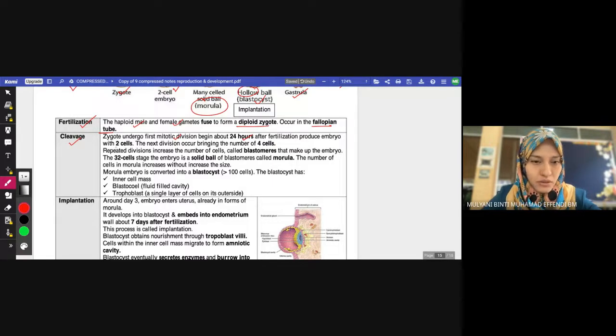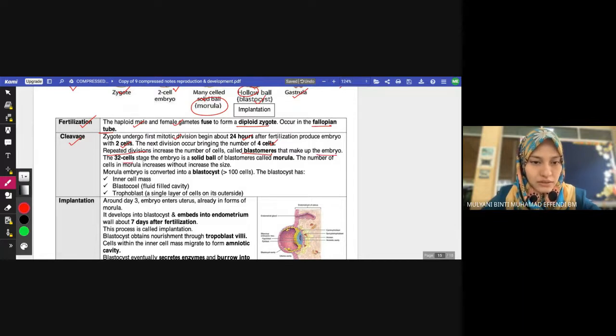Okay, produce embryo with 2 cells. And then the next division akan hasilkan 4 cells dan seterusnya lah. So, repeated division increases the number of cells called blastomeres. So, blastomeres ni adalah sebelum dia jadi morula lah. Okay, so 32, sebelum dia jadi embryo.